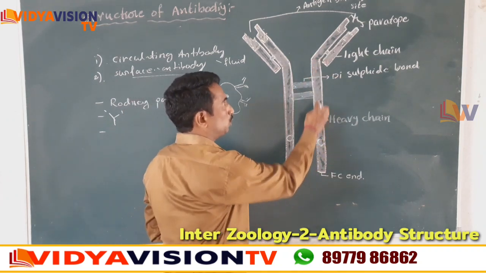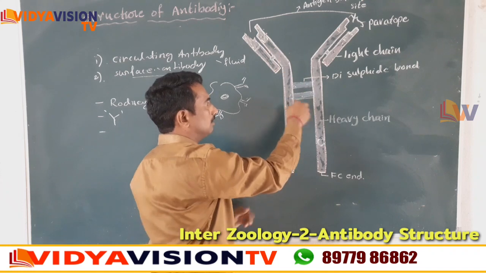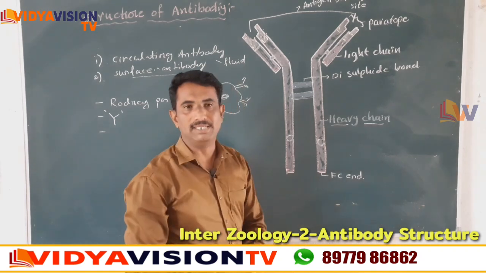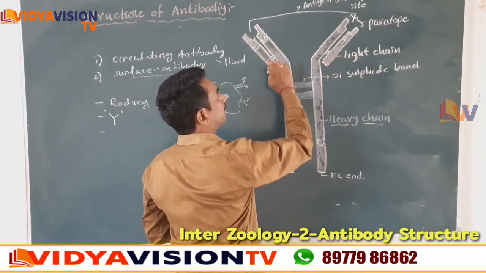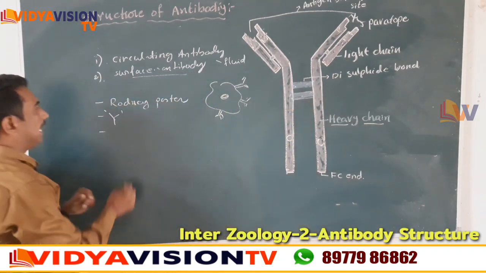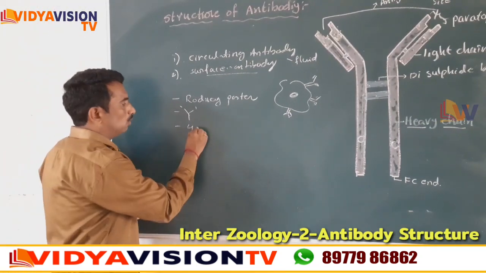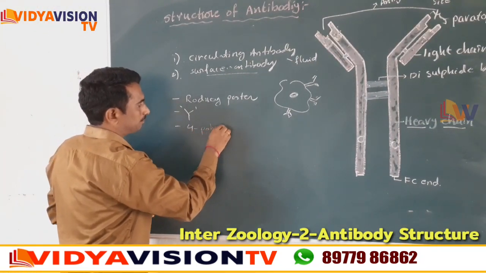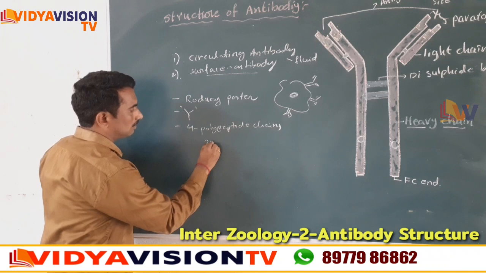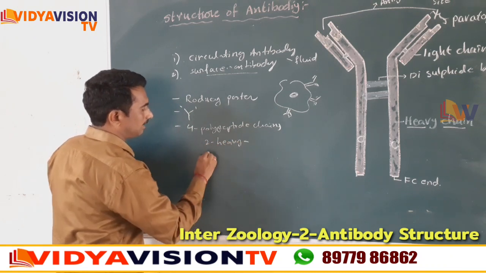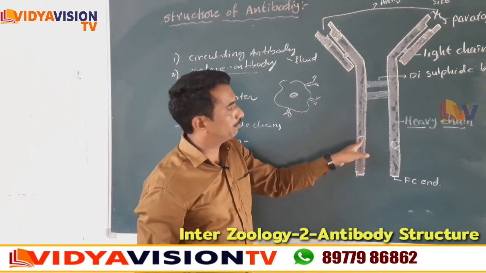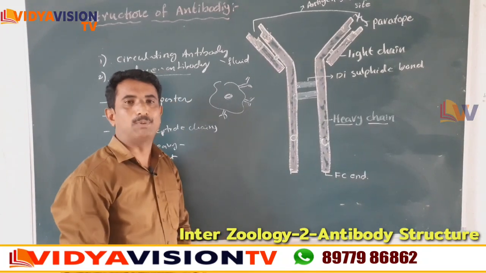You observe it, children. Two are the long polypeptide chains, called heavy chains, 2 heavy chains. And next, listen. These are the short polypeptide chains, also known as light chains. Totally the antibody is composed of 4 polypeptide chains. In that, 2 are the heavy polypeptide chains and 2 are the light polypeptide chains.